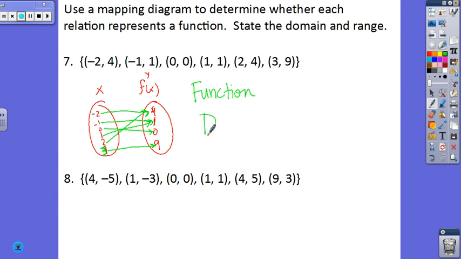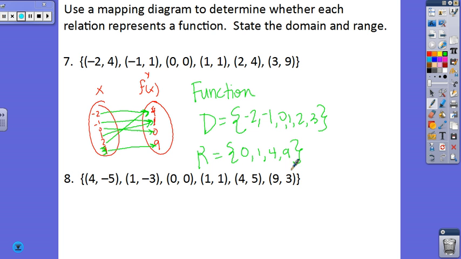And to state my domain and range, remember that I'm just going to list it as points, and I've already separated it out into domain and range when I mapped it. In order, remember, from least to greatest. I could do the same thing with this one. This one is not a function, however, because the x value of 1 is paired with more than one y value, as is the x value of 4.